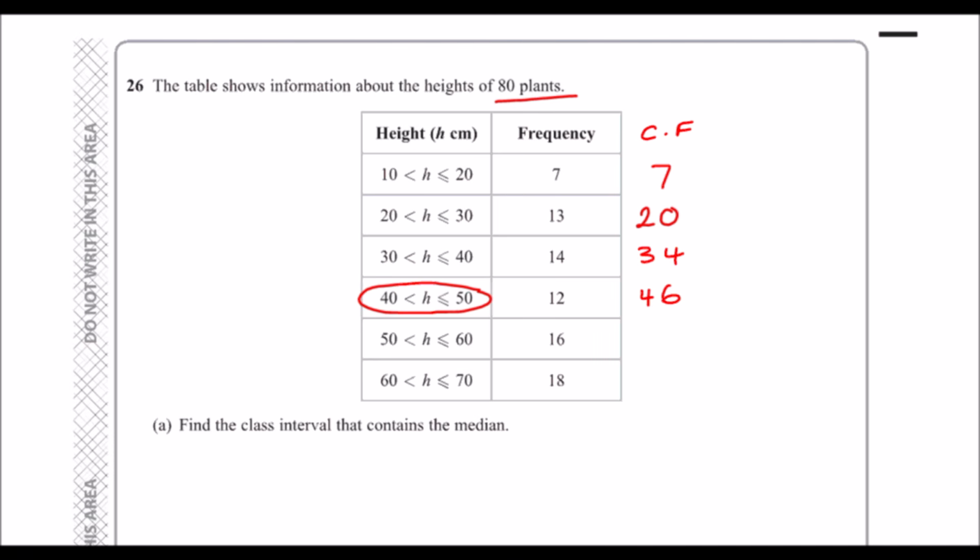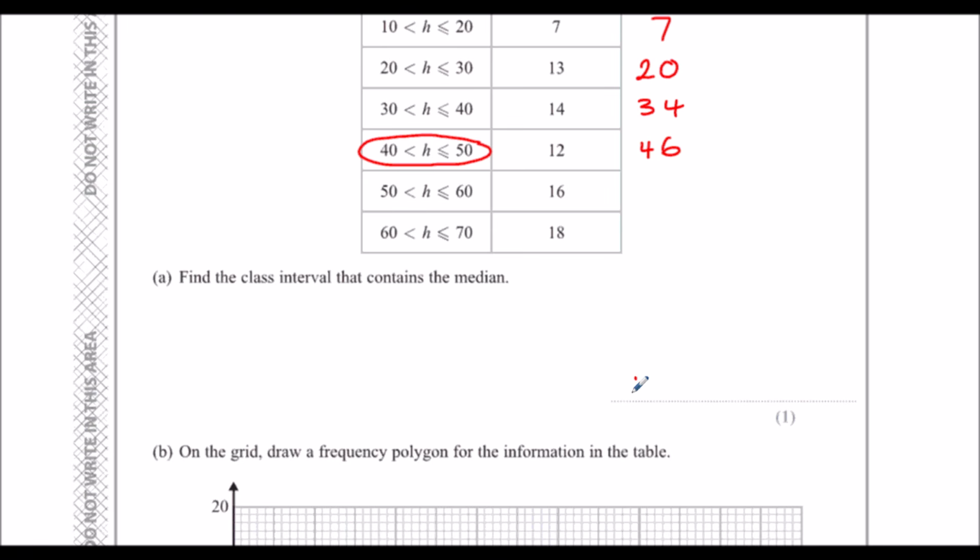So the median plant is between 40 and 50 centimeters tall.